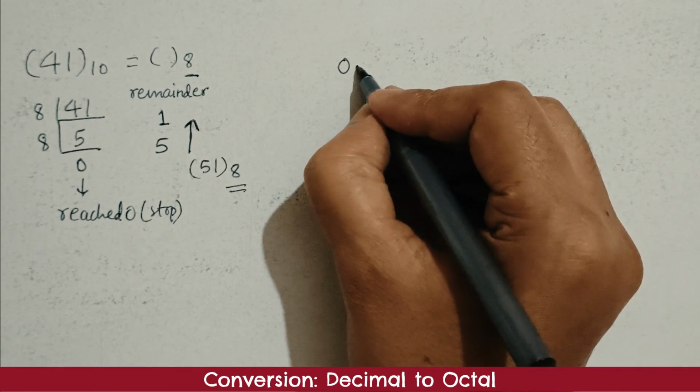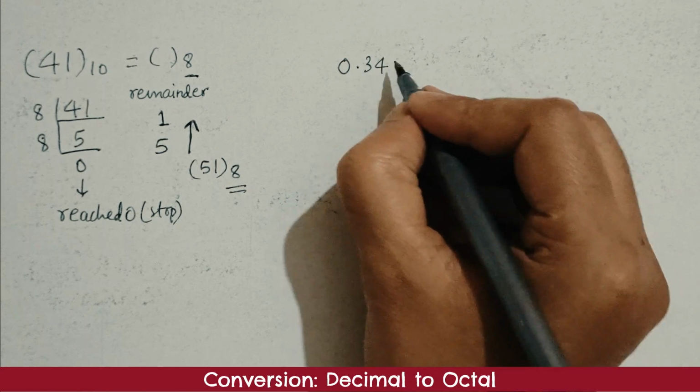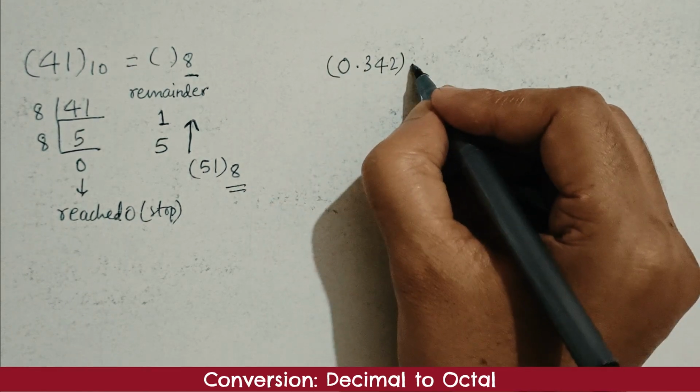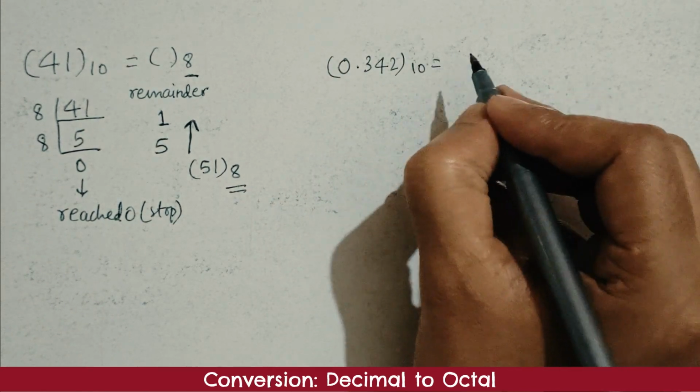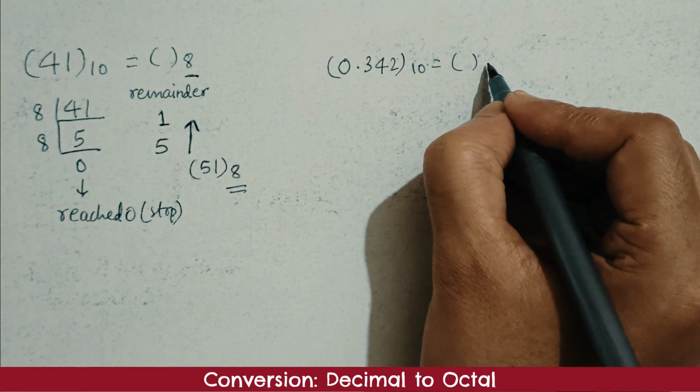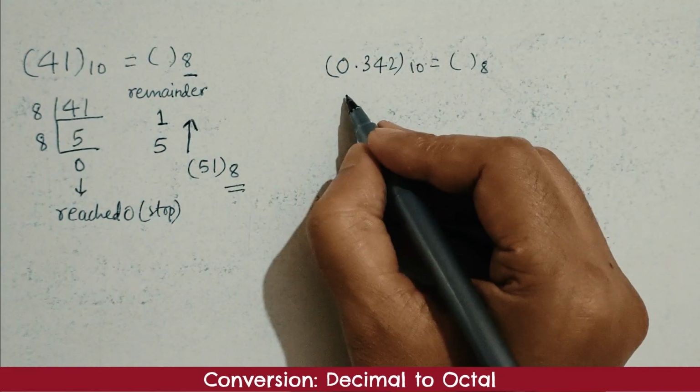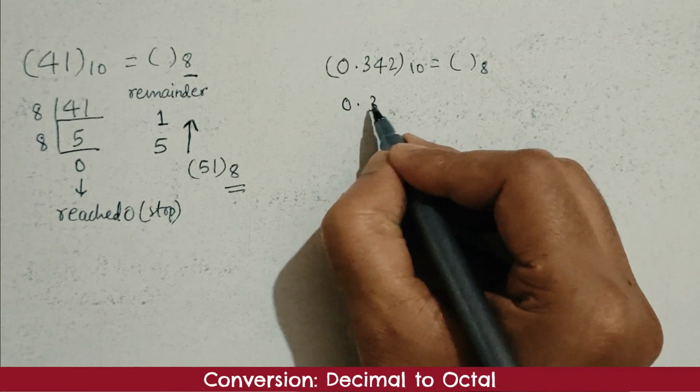Let's take another example. We have the decimal number 0.342. Then, I will show you how to convert it to octal. Kindly write down the given number below.